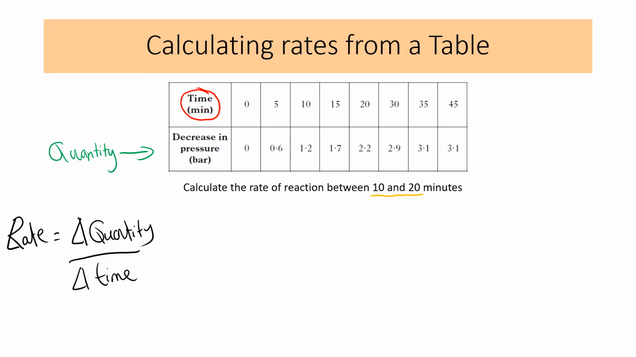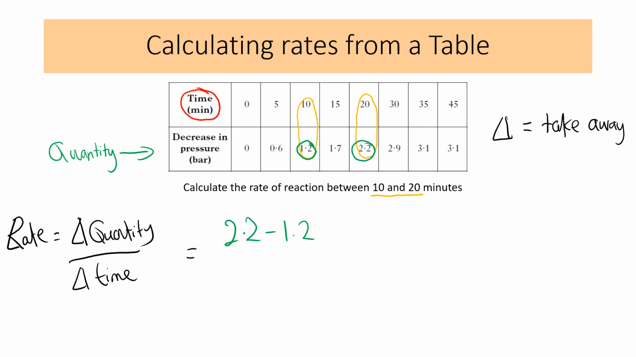Okay? Now, we were asked to look at 10 and 20 minutes. At each of these, we need the time and we need the quantity. Now remember, that means the triangle, the delta, means we're going to need to take away. Okay, now our two quantities are 1.2 and 2.2. Always take the small number away from the big number. So 2.2 minus 1.2. Okay, keep our line.